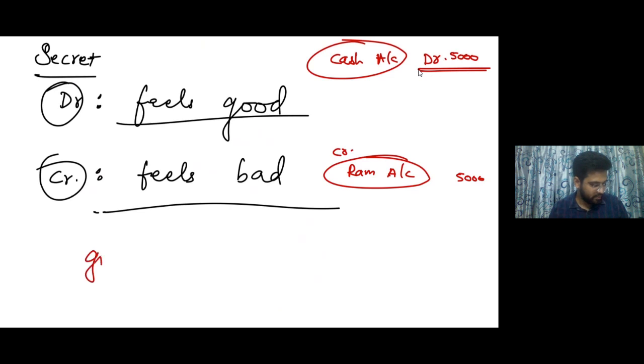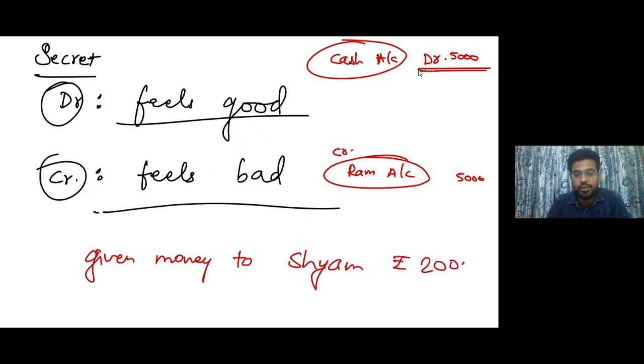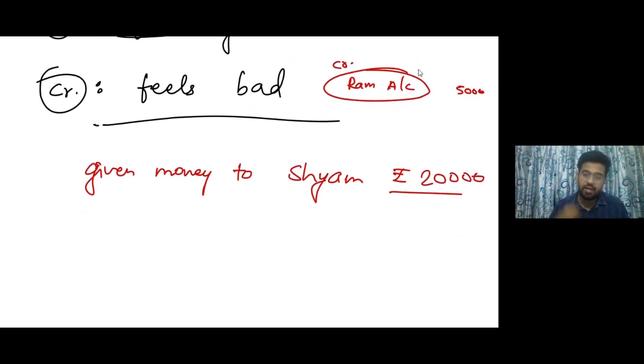Okay, say I have given money to Sham. How much money have I given? Let's say I have given him 20,000 rupees. I have paid Mr. Sham 20,000 rupees. Now what will happen? I have given him money. Cash has gone out, so I won't feel good. So what do I have to do with the cash account? Tell me, everyone. Debit or credit? Will I feel good when cash is going out, or will I feel bad if cash is going out? Come on, everyone.